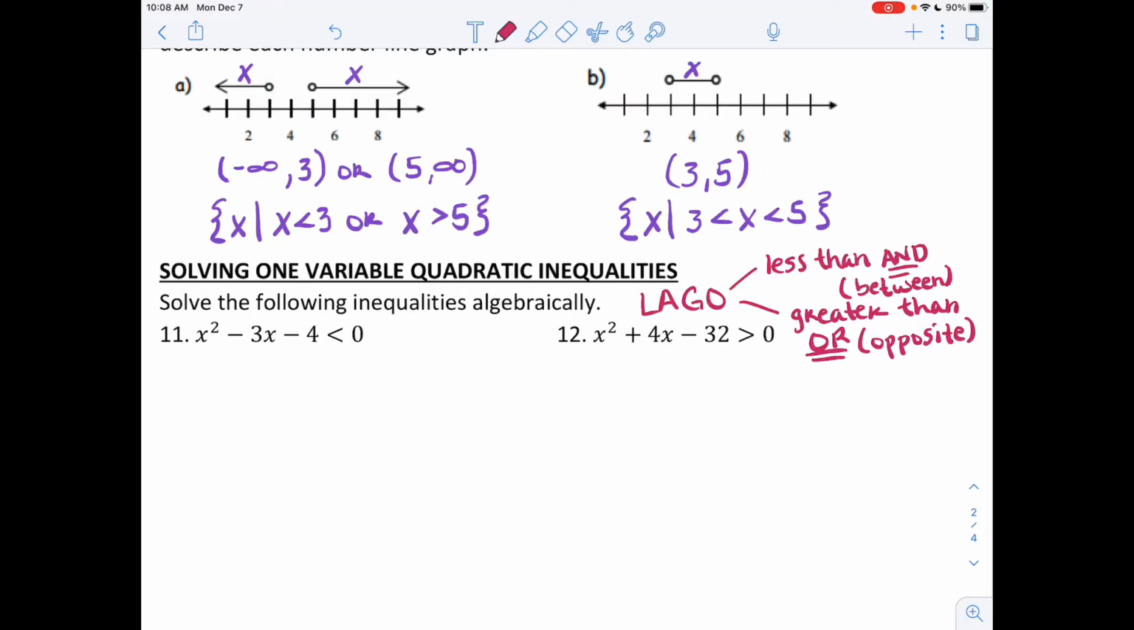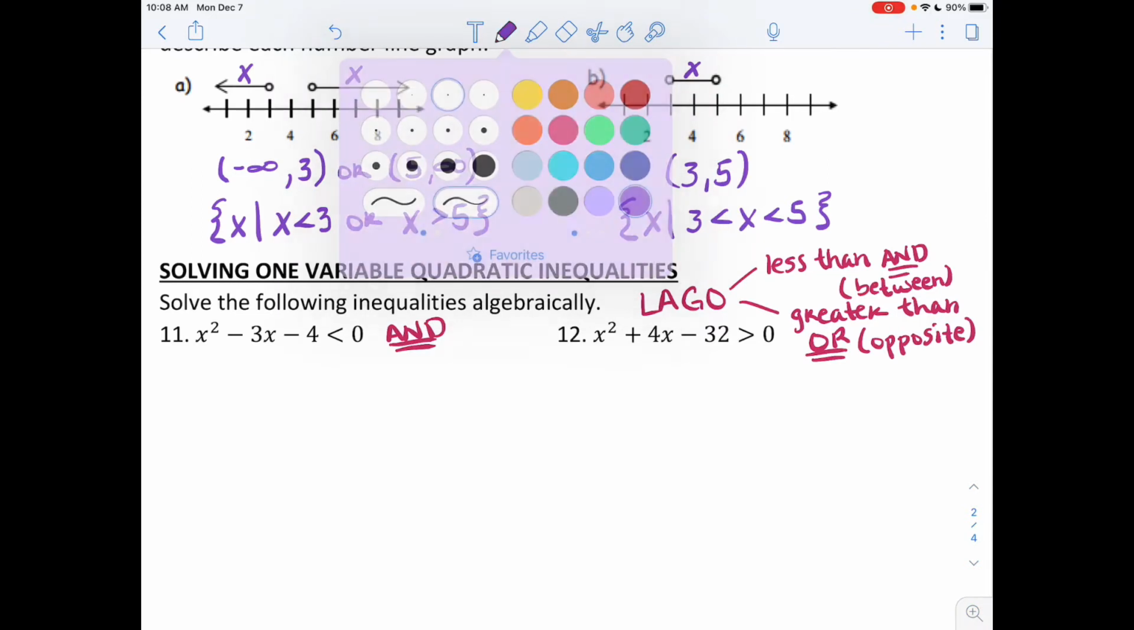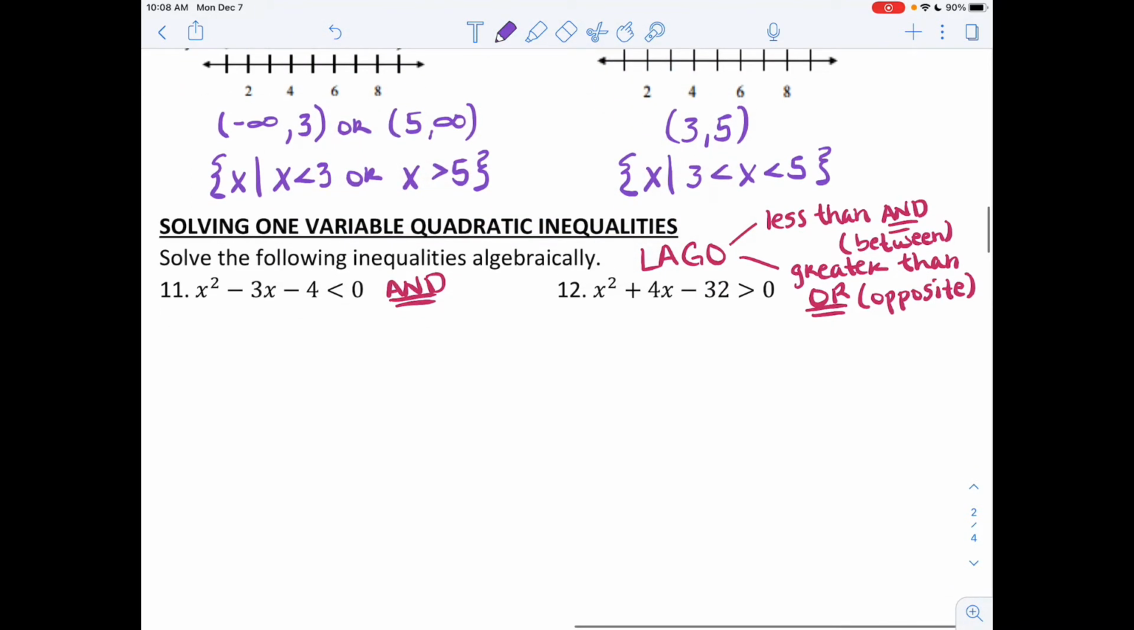Looking at problem number 11, I see that I have a less than symbol. So less than is going to indicate an and. So that means that it's going to be similar to B above, where the line is going to go in between the 2 points. Let's go ahead and walk through our steps for solving. So the first thing is to change our inequality into an equation and solve the equation. So x squared minus 3x minus 4 is equal to 0 is our first step.